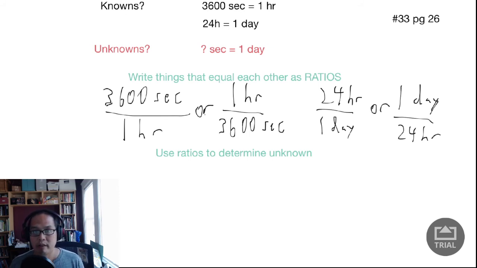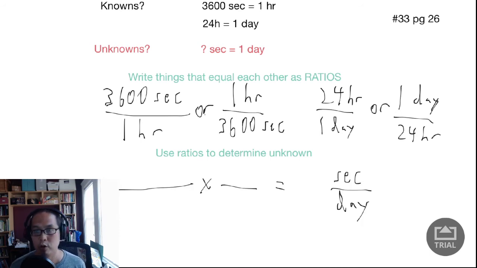All right, once we know our ratios, we're going to use our ratios to determine our unknown. It's the same idea, but I'm going to show you a new way to look at this. The problem is asking you how many seconds there are in 1 day. So my answer is going to be like X number of seconds equals 1 day. That means I can express my answer as a ratio in terms of the units, seconds per day. If I have the number of seconds per day, it's the same as how many seconds are in 1 day.